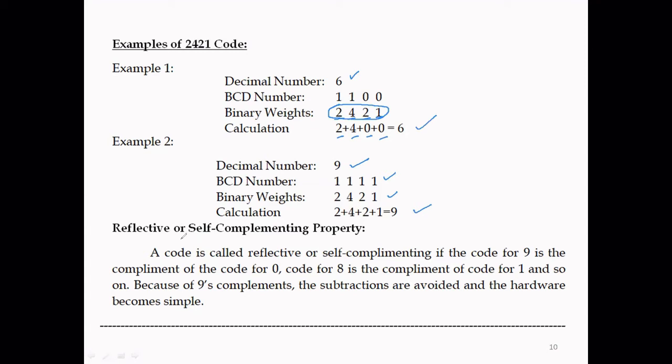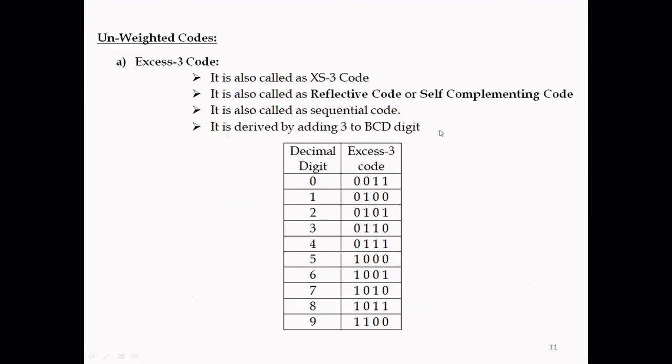Okay. So reflective or self-complementing property, as I told, the code for 9 is the complement of the code for 0. Code for 8 is the complement of code for 1, and so on. Because of 9's complements, the subtractions are avoided and the hardware becomes simple. So that's all about 2421 code. Now let us come to unweighted codes. So two examples we have given, XS3 code and gray code.